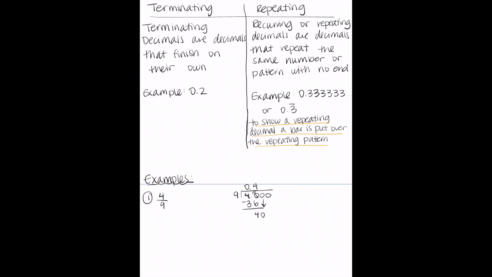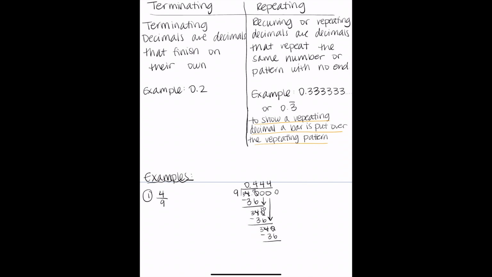If I bring down a 0, I'm left with 40. If I see how many times 9 goes into 40, it's 4 again, right? 9 times 4 is 36. If I subtract, 40 minus 36 will again give me just 4. And if I bring down another 0, it's looking like we're repeating, right? If I bring down the 0 again, okay, we have 40. 9 goes into 40 4 times, and we're going to get the same thing, right? 9 times 4 is 36. 40 minus 36 is 4.